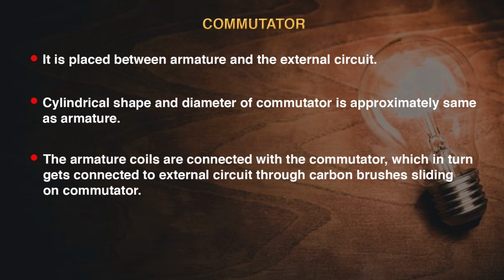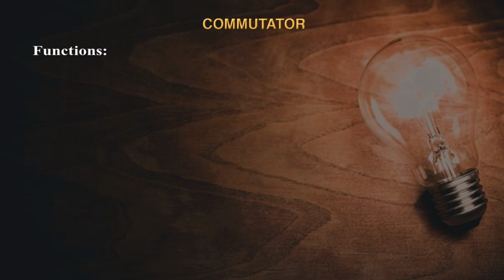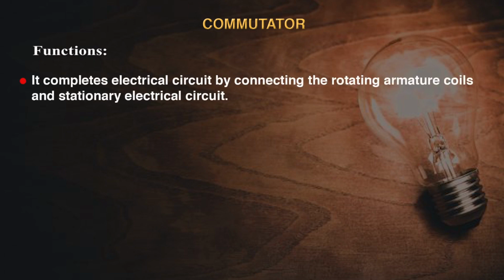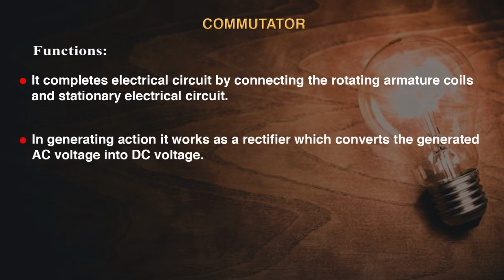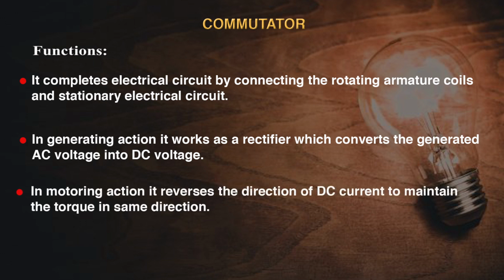on the commutator. The functions of the commutator are: it completes the electrical circuit by connecting the rotating armature coils and the stationary electrical circuit. Second function of the commutator is, in generating action it works as a rectifier which converts the generated alternating current voltage into DC voltage. Third function of the commutator is, in motoring action it reverses the direction of DC current to maintain the torque in the same direction.